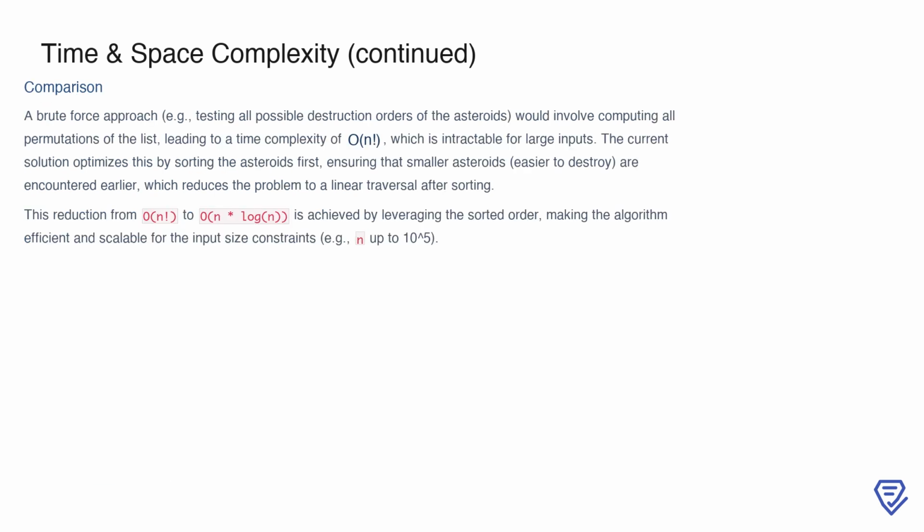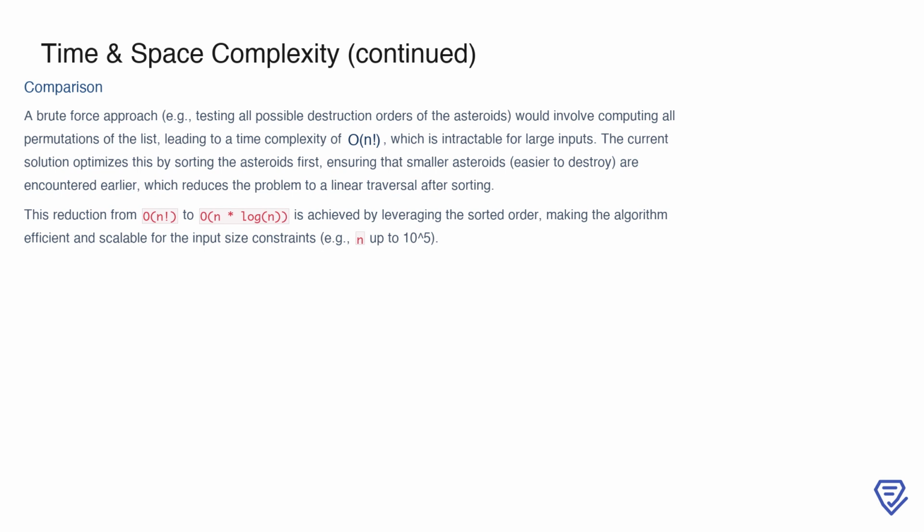Comparing this optimized solution to a brute force approach offers a clear understanding of its efficiency. A naive brute force method would involve testing all possible destruction orders of the asteroids. This would require computing all permutations of the asteroid list, leading to a time complexity of O(n!). Such an approach becomes computationally infeasible for larger input sizes. In contrast, the current solution optimizes the process by sorting the asteroids first. By encountering smaller asteroids earlier, which are easier to destroy, the problem is reduced to a simple linear traversal after sorting.